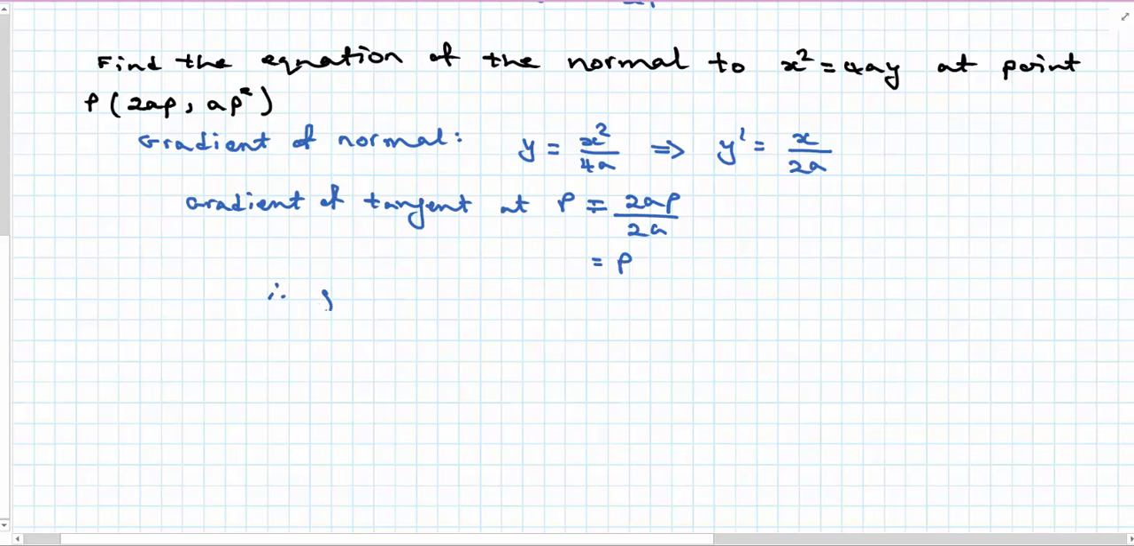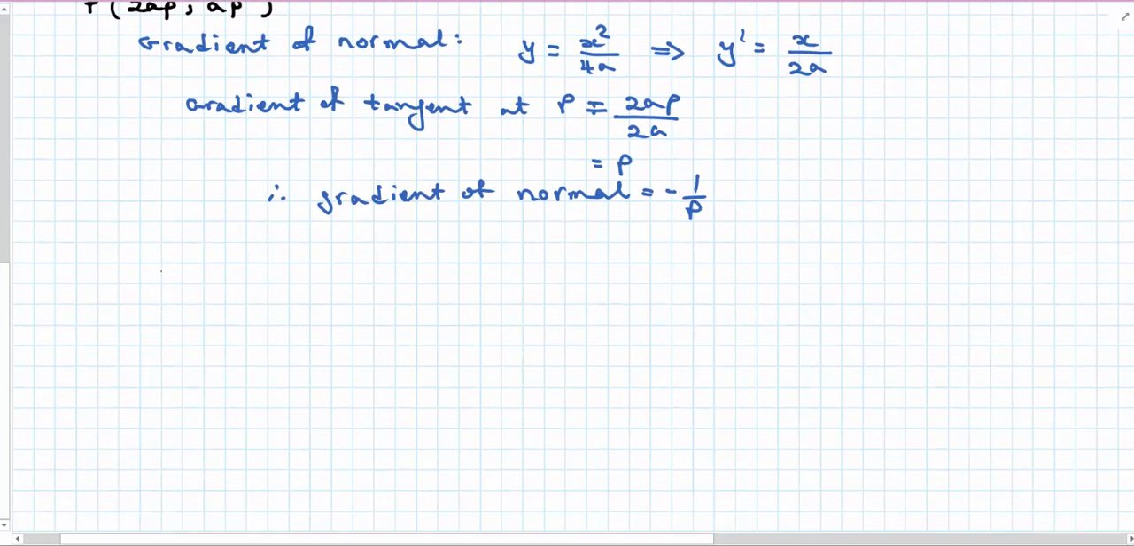Therefore, gradient of normal is equal to negative 1 on P. Now I can go and find my equation.